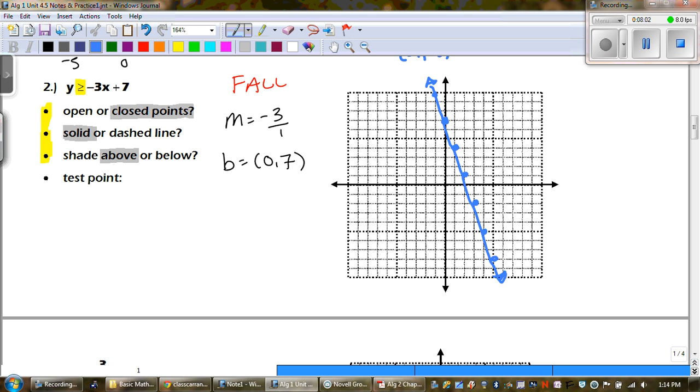Now, just to make sure, I'm going to do my test point again. Our test point was (0, 0). So we're plugging in (0, 0). Is 0 greater than or equal to 7? No, that is false. Okay. So once again, (0, 0) is not going to be in there. I have to make sure I shade everything else. Okay.